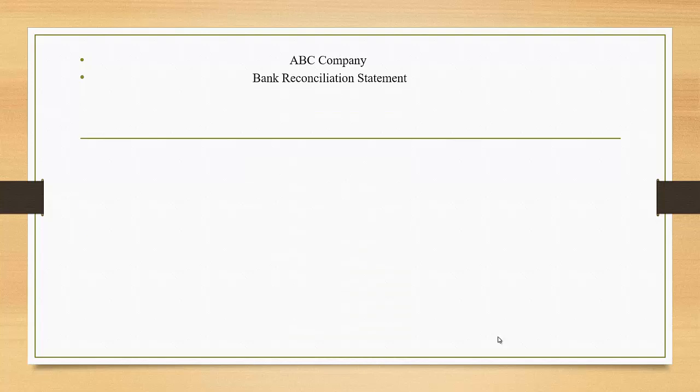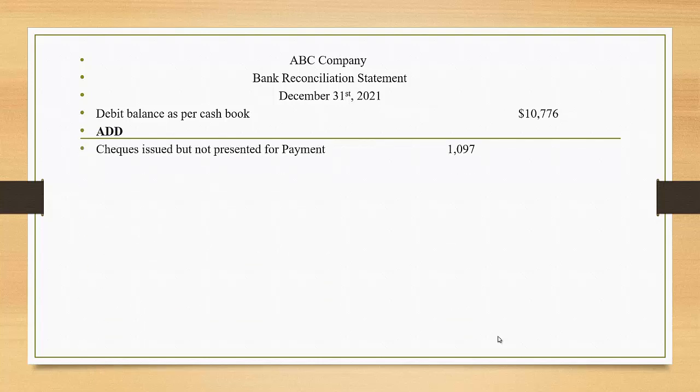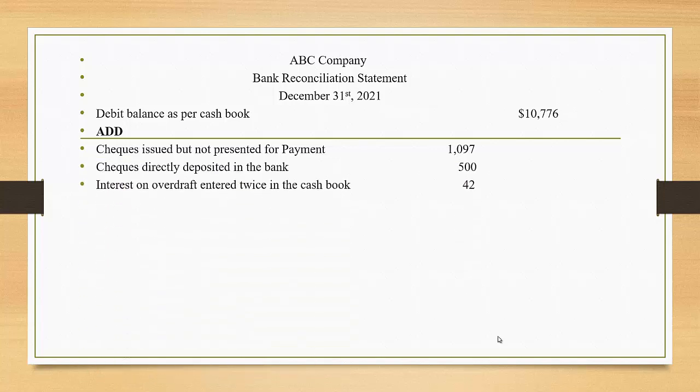The company, ABC Company, bank reconciliation statement. The date is 31st of December 2021 and the debit balance as per cash book is there. And now you need to keep one heading for addition. So these are the amounts we need to add in balance as per cash book. These are the amounts I have mentioned previously in the question when I was going through all these reasons.